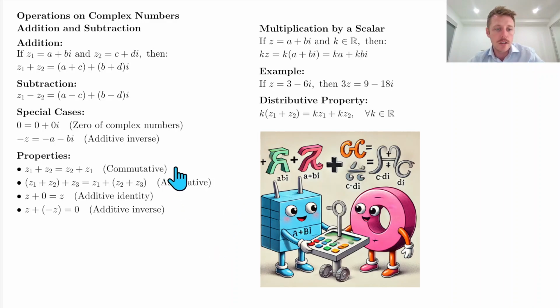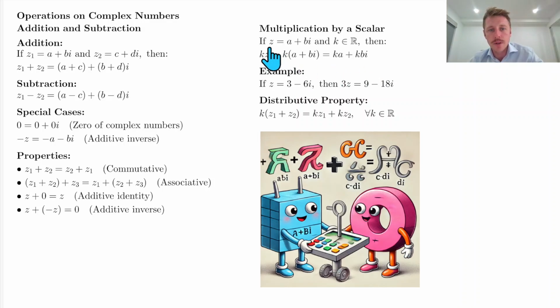Okay, interestingly, these are all properties you have come across in algebra. We can say for complex numbers that they're commutative. So that means z1 plus z2 equals z2 plus z1. Doesn't matter which order you add numbers. 2 plus 3 is the same as 3 plus 2. It's the same with complex numbers. We can also say that it's associative. So z1 plus z2 added together plus z3 is the same as z1 plus z2 plus z3 added together. Okay, additive identity: if you add 0 to the complex number, it stays the same. And if you add the negative version of the complex number to itself, then you'll get 0.